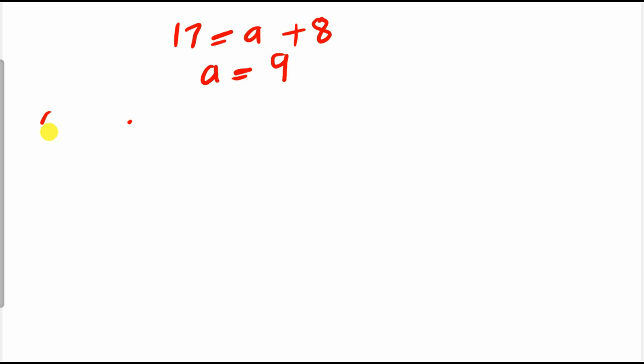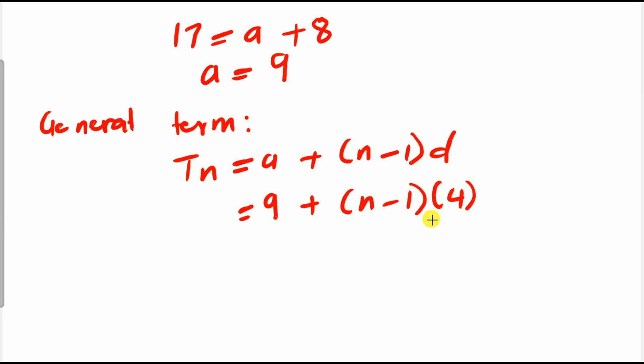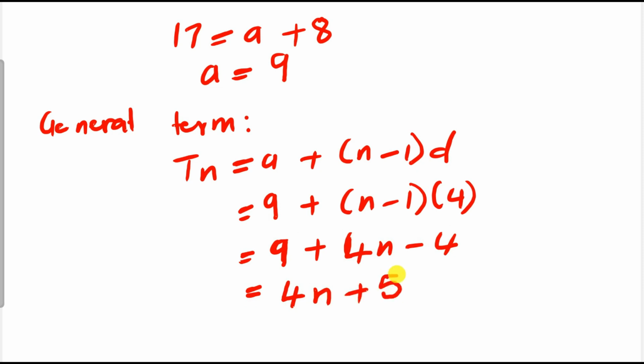Now, to find the general term, we will say Tn equals A plus n minus 1 times D. What is A? It is 9. What is D? We said it was 4. So this is 9 plus 4n minus 4. So this means our general term is 4n plus 5.